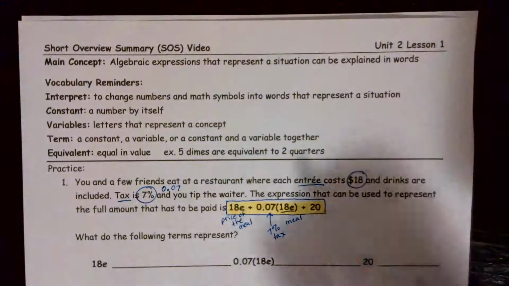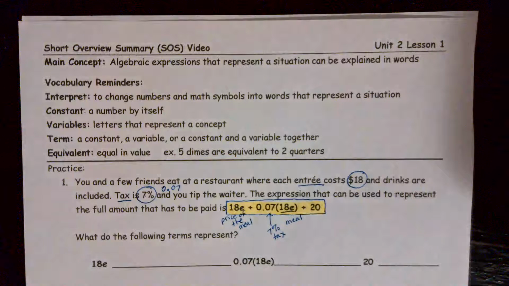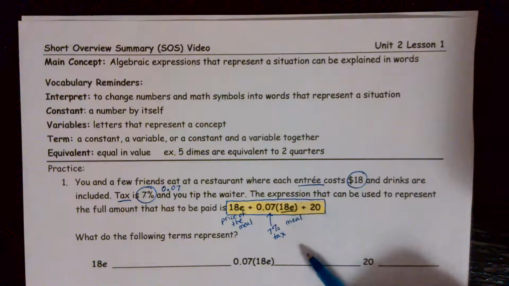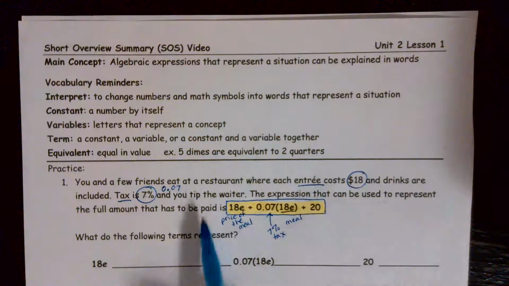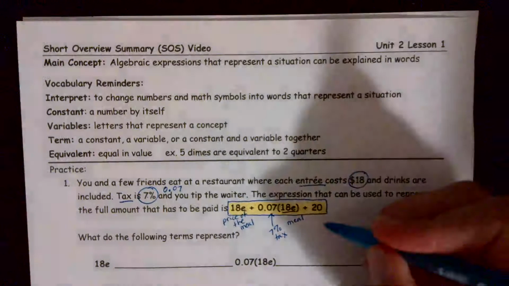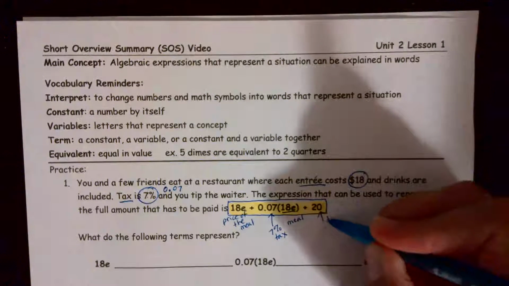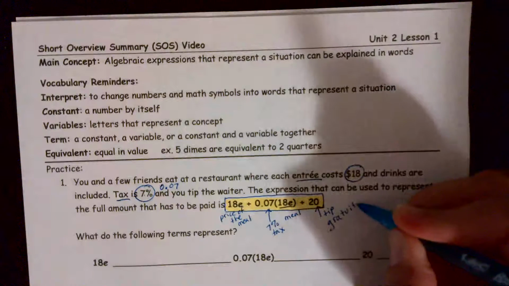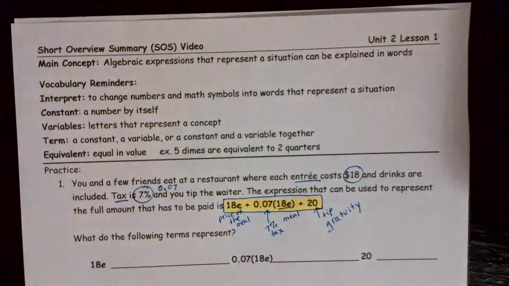Now this $20 is our constant. It's separate. So what would the $20 represent? Well, remember, besides paying for the meal and the tax on the meal, you also tip the waiter. So this would be the tip. A lot of times we use the word gratuity, and that means a tip that is given for service. Okay, so let's take a look.